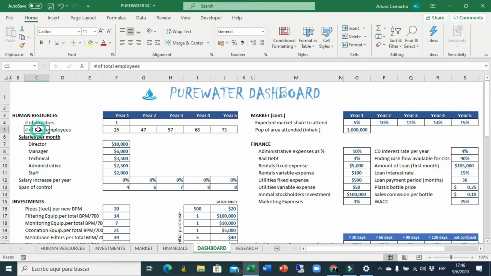For example, the number of total employees, I think it's important to have it somewhere here in the dashboard, but it's calculated in the human resources worksheet. The number of directors is the only thing that I need to input, and also the span of control. Remember, I had a formula in the human resources that calculated the number of technicals, administrative, and staff depending on the size of your company. Well, that's still there, so I didn't touch it. So the way to calculate the number of total employees is right there in the human resources worksheet. So you can only change the span of control here.